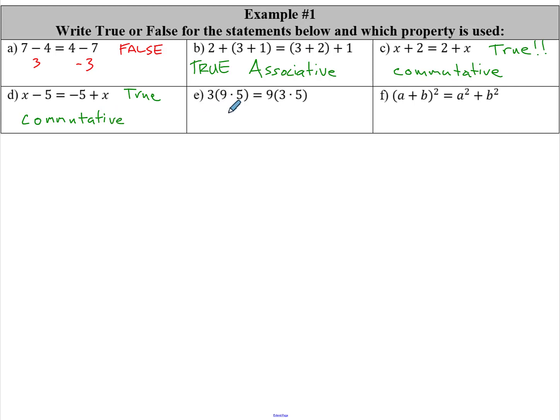Then letter E, we have 3 times the quantity of 9 times 5 is equal to 9 times the quantity of 3 times 5. Here again we have some grouping. So this one appears to be true, and we are using the associative.